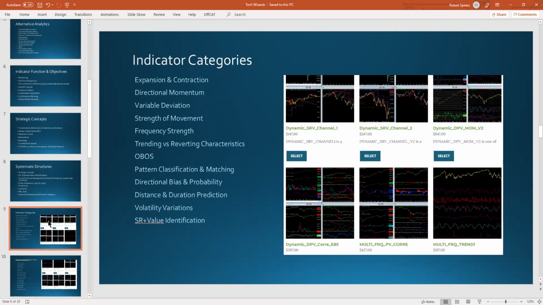Trending versus reverting characteristics. This is also important because it determines the optimal strategic concepts that you apply to a market. So that's one of the first forms of analytics that you want to apply to any asset that you're considering trading. Before any strategic concept is designed, you have to perform a first round of analytics to confirm whether what you have in mind will even work.